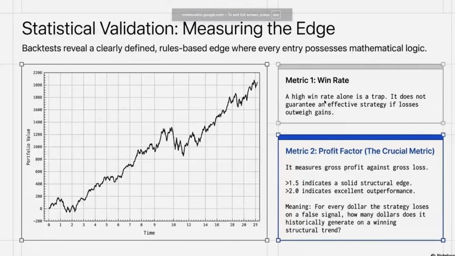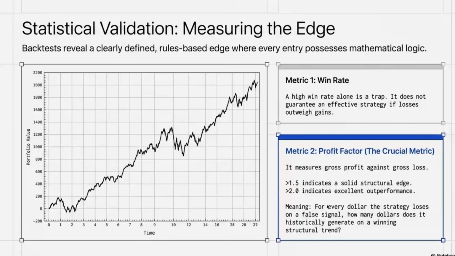So now the part that you've been waiting for, we will be looking at the backtest results shown here. So we based our analysis on 2 metrics. So the first metric is the win rate, right? So simply by having a high win rate doesn't alone signify that the strategy is profitable, right? So we have to consider that. And that's why we're also considering the second metric being the profit factor, and it's going to be a crucial metric as it measures the gross profit against the gross loss. So anything greater than 1.5 indicates a solid structural edge, and anything greater than 2.0 indicates excellent outperformance.